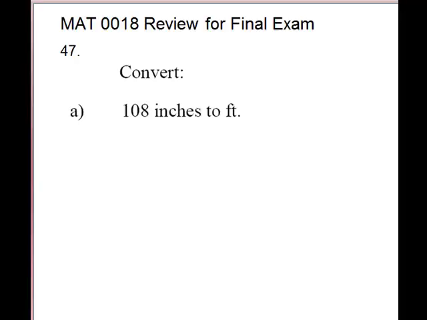Final exam review for MAT 0018. We're starting at problem 47, and we're going to do some unit conversions. So we have 108 inches we want to convert to feet.